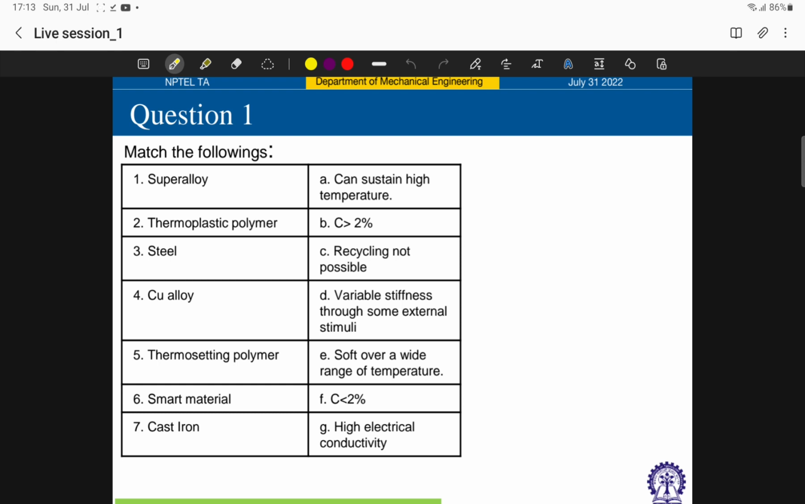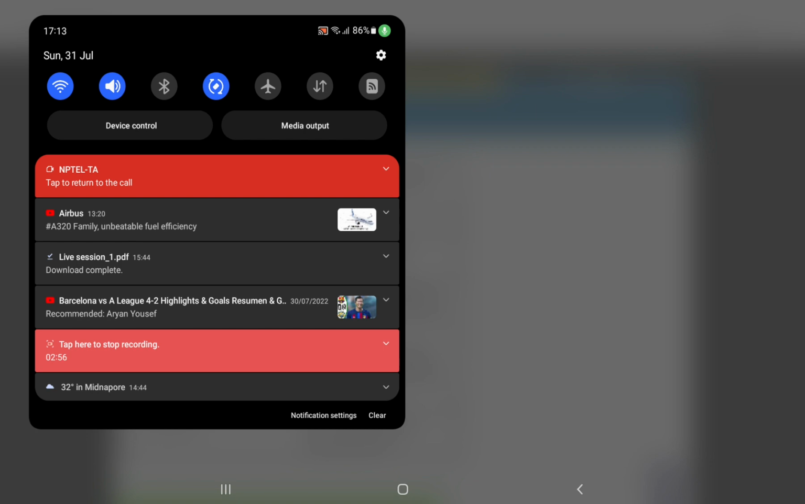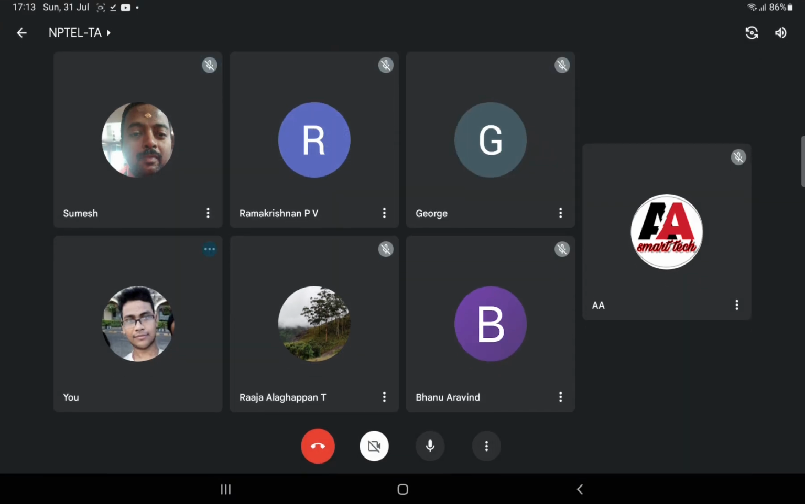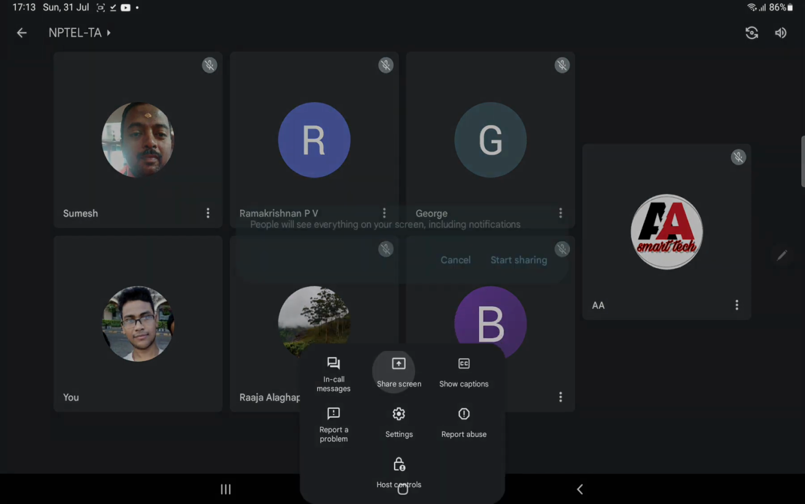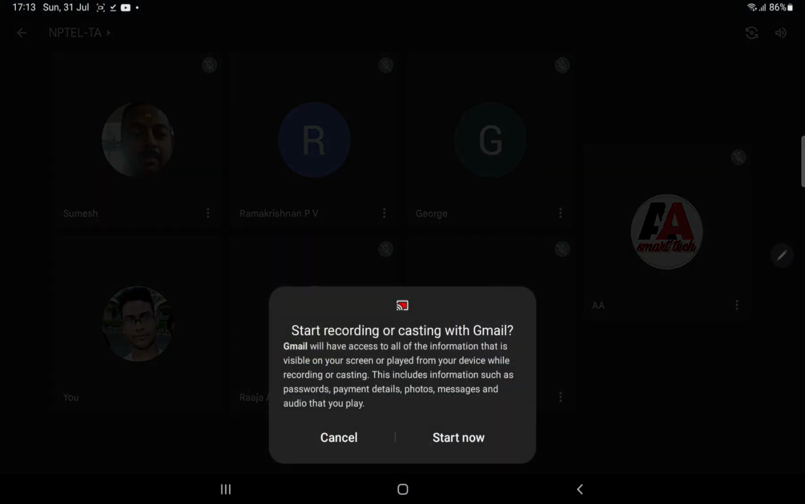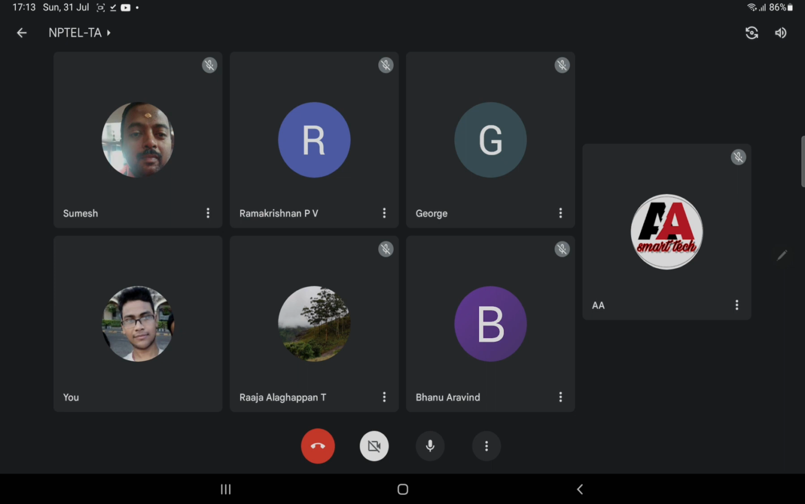Sir, the screen is not visible, sir. Screen is not visible. Okay, wait. Is it visible now? Yeah, yes, sir. Yeah.